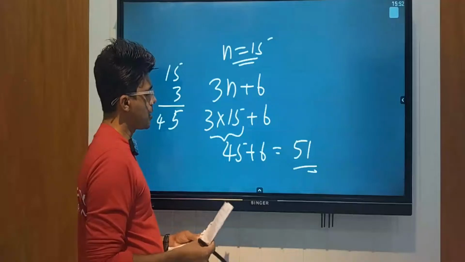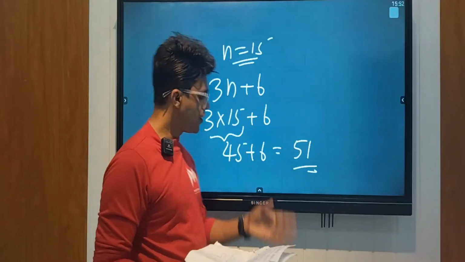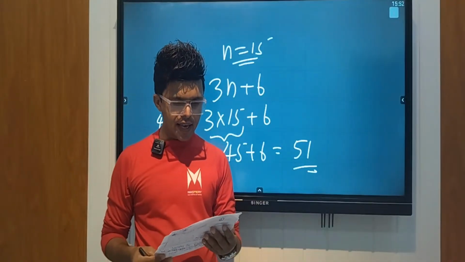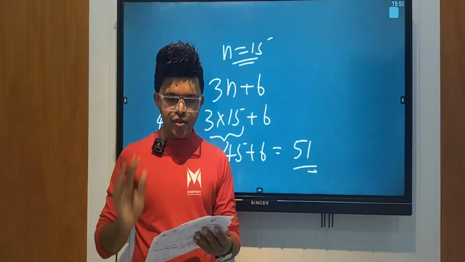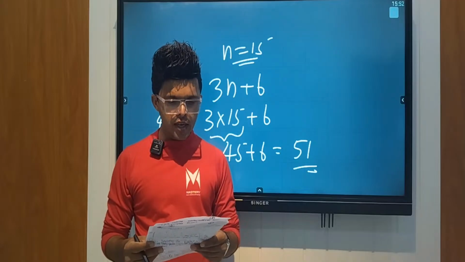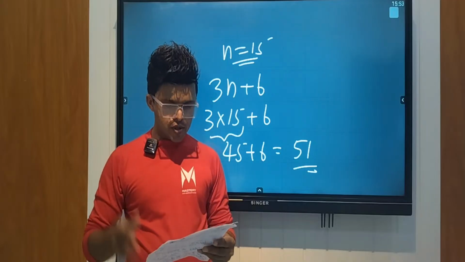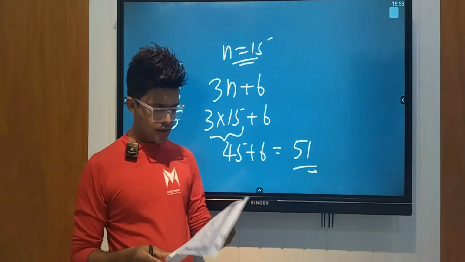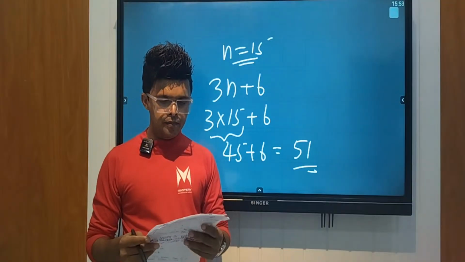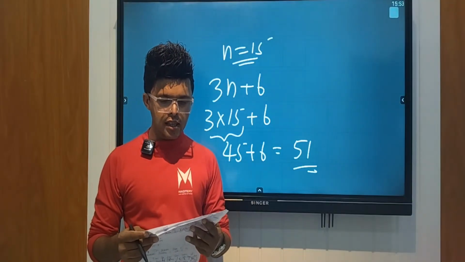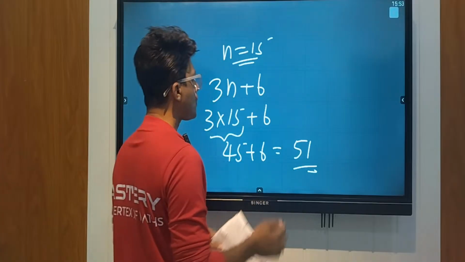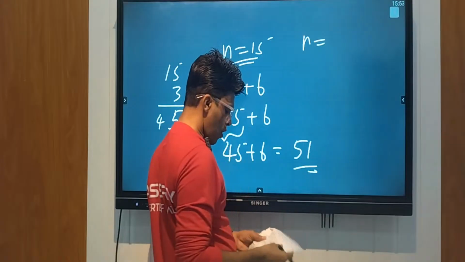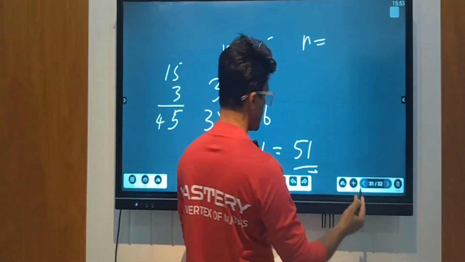These are the number of seats you could get in the 15th row. In the other question, it says to show that the 10th row has 4 times the number of seats in the first row. First of all, we need to get the number of seats in the first row.